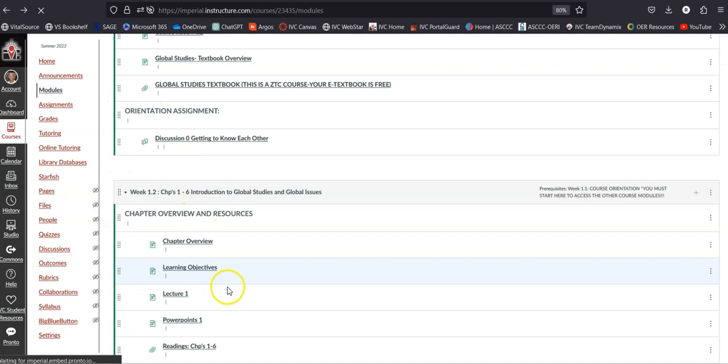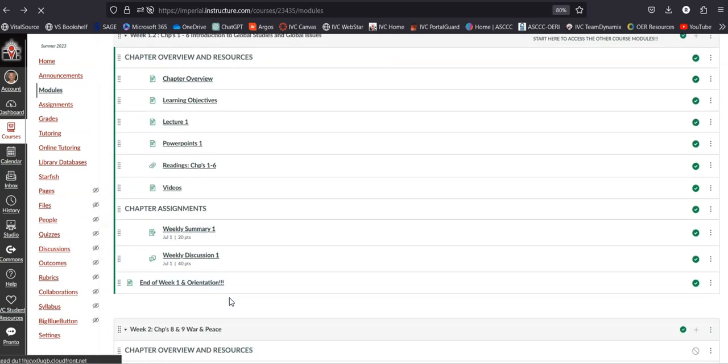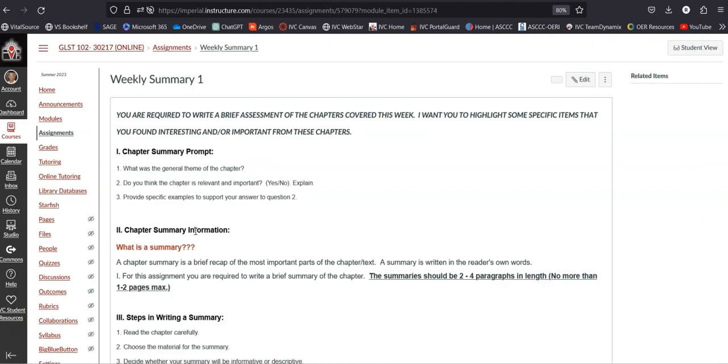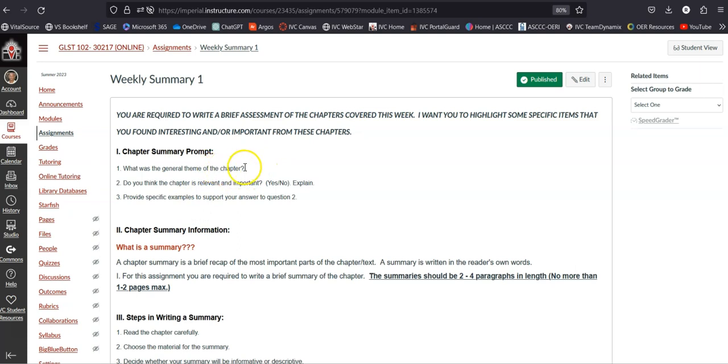Following that, we have the chapter assignments, which for every week are the same. There's a weekly summary, where you go in and summarize the chapter. If you click here, you'll see what I want to know. What was the general theme of the chapter? What do you think was most relevant and important to you about the chapter? And then provide a specific example for question 2. That's what you have to do.